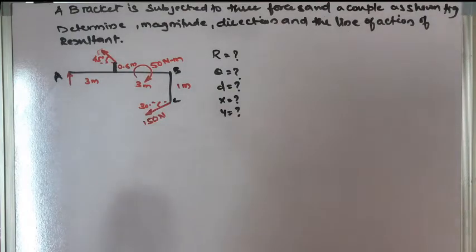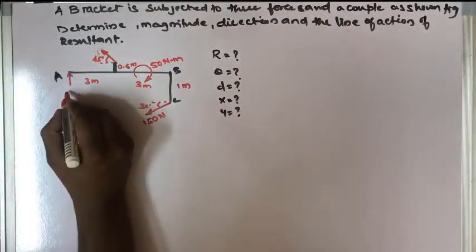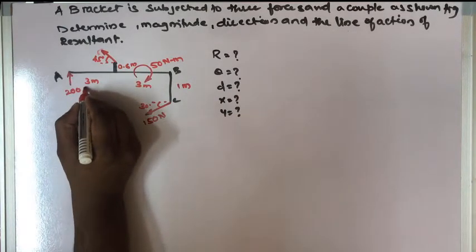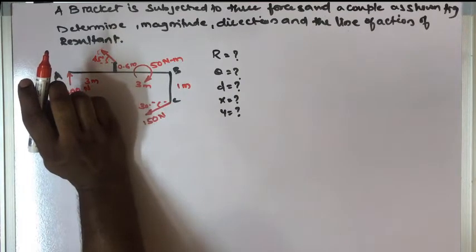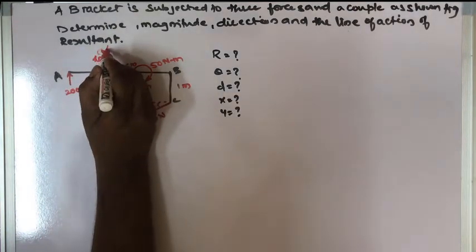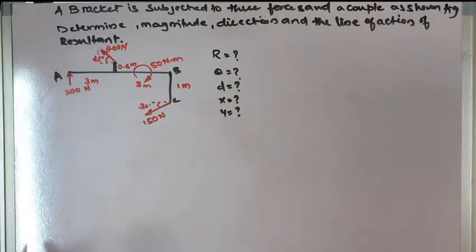In this case the forces given are 200 Newton acting upward, a force of 400 Newton, and a 150 Newton force, and there's one couple which is of 50 Newton meter. So first thing you have to do: those forces making a certain angle, you have to resolve into an x component and a y component.